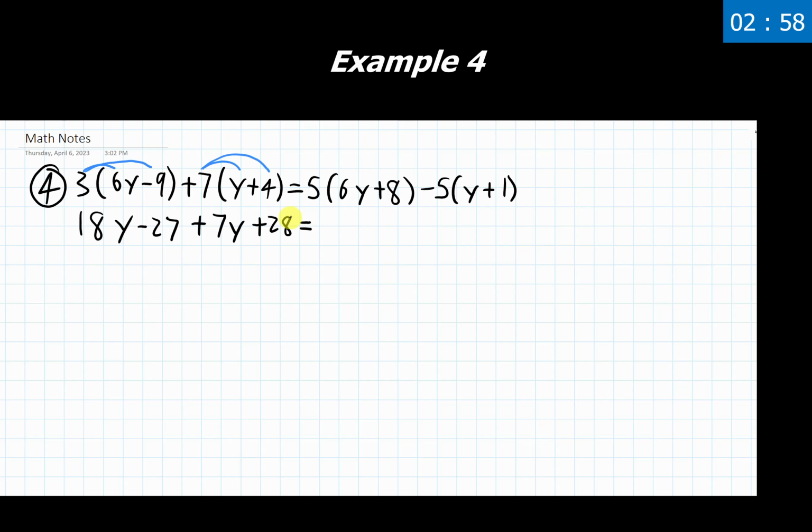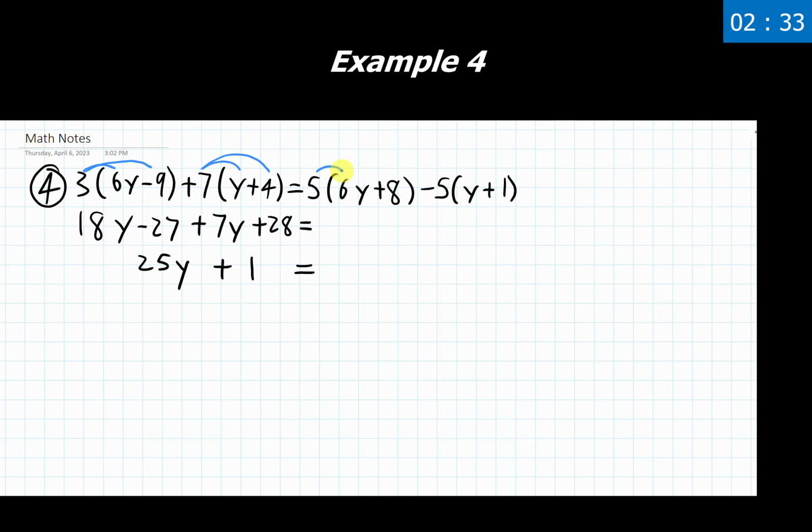There we go. Now combine like terms where I can on the left side. I can combine the y terms together, the variable terms. That's going to give me 25y. Then I have negative 27 plus 28. Those combined is going to give me a plus 1 on the left side. So this is as simplified as it can be. Let's go ahead and take a look at the right side and simplify that down.